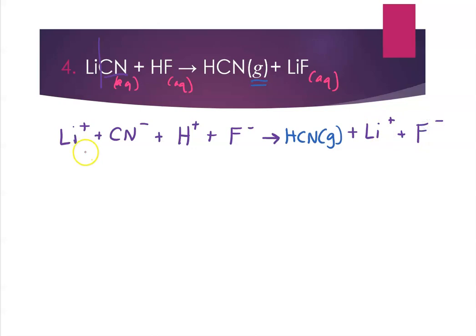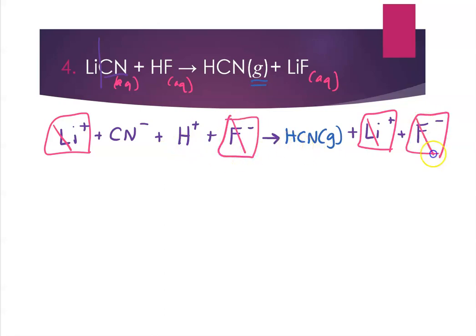All right. Li is an ion on both sides, so those cancel. CN is part of the gas, so it doesn't cancel. H is part of the gas, so it doesn't cancel. F- is by itself, so those cancel. And I'm left with CN- plus H+ yields HCN as a gas. 1 CN, 1 H, I am balanced.